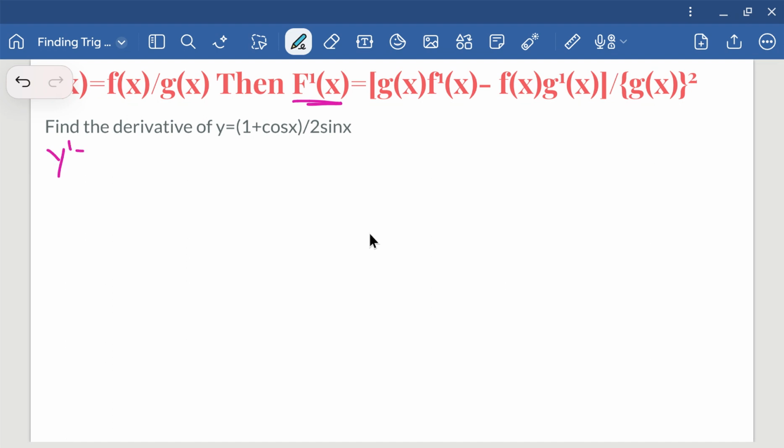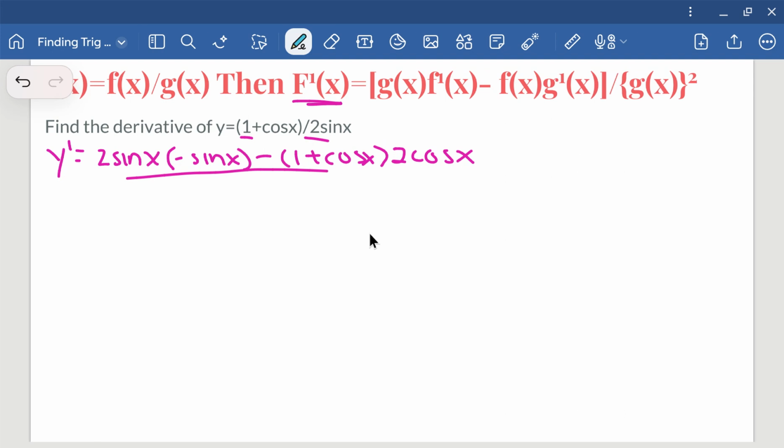So y prime is going to equal the denominator, so 2 times sine of x, times the derivative of the numerator. So the derivative of 1 is just 0, so we don't have to include it. And the derivative of cos of x is negative sine of x. And then we subtract the numerator, so 1 plus cos of x, times the derivative of the denominator, which will end up being 2 cos of x. And then this is all over the denominator, but the denominator is squared.